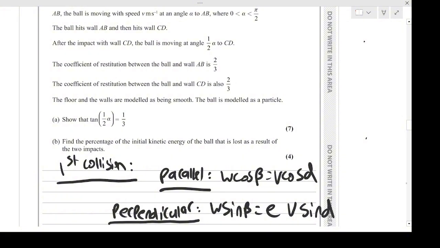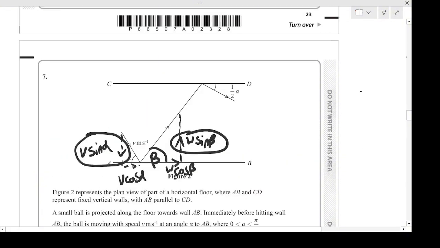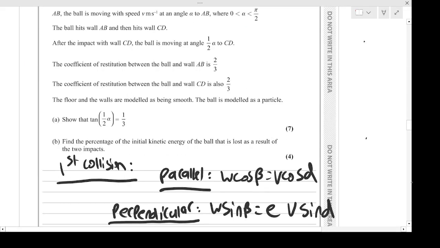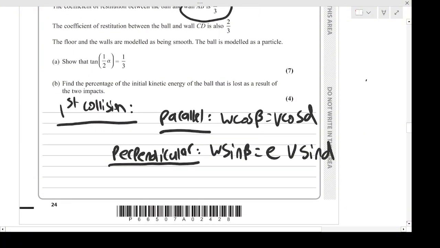And actually we know what E is, right? This is the wall AB, right? We're told the coefficient of restitution with the wall AB is 2/3, okay? So actually we can say E is 2/3 there. And so what we can do now is, well, we're probably going to want to do tan, right? My answer has tan in, okay? Usually we just want to find tan of the angles anyway. Is usually what you want to do with these questions, regardless of what the question is asking.